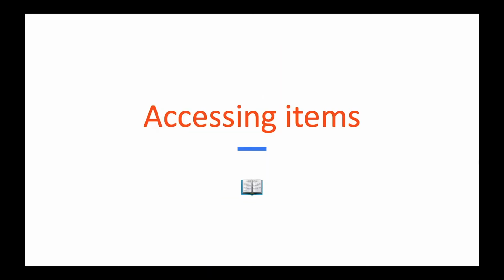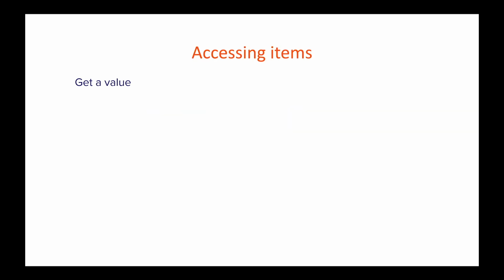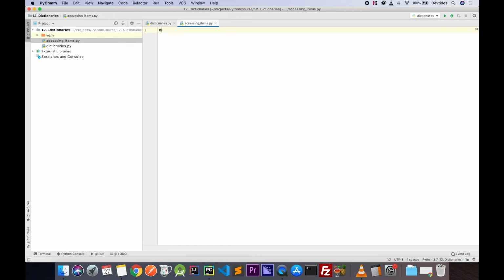All right, so let's have a look at how we can access items in a dictionary. So first of all, how do we get a value? So we get a value simply by accessing it by the name of the key that we want. Okay, so our dictionary we know has keys and values, and if we want a value, we have to provide the key. So let's put that in our code.